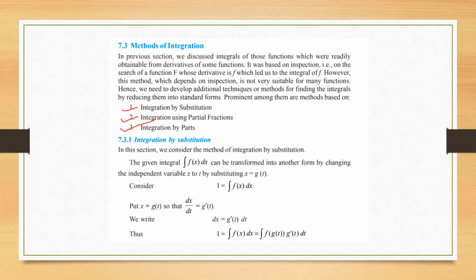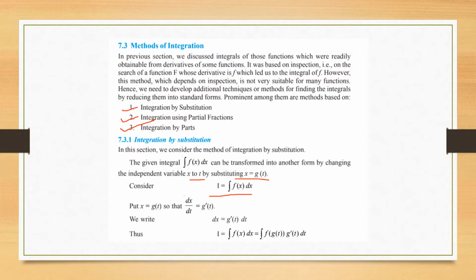In this method we consider the given integral f(x) dx, and it can be transformed into another form by changing the independent variable x to t, by the suitable substitution x equal to g(t). Meaning if I do substitution in such questions, then my question can be integrated easily. Say I is equal to the integral of f(x) dx. If I put x as g(t), then dx/dt will be g'(t), and dx will be g'(t) dt.